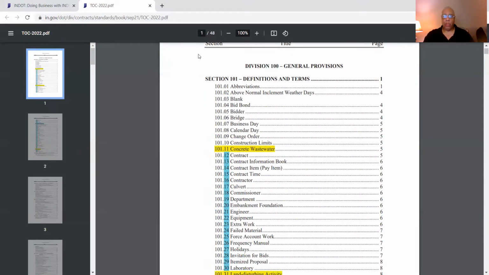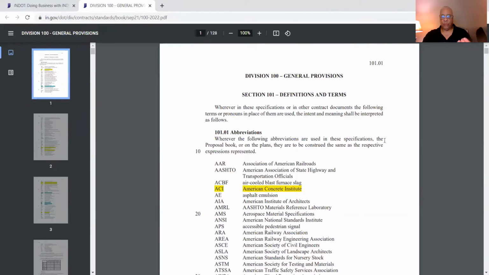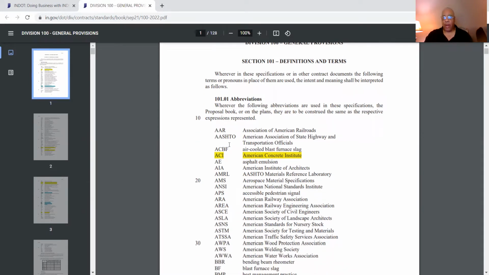Now, what I'm going to do is take you to some of the sections of the Indiana Department of Transportation standards and specifications. If I want to know some general provisions, this is where all your acronyms are. Remember, I mentioned AASHTO. If you don't know what AASHTO is, you go to your general provisions and you'll find out what AASHTO stands for. These are all your acronyms. AASHTO is the American Association of State Highway and Transportation Officials.